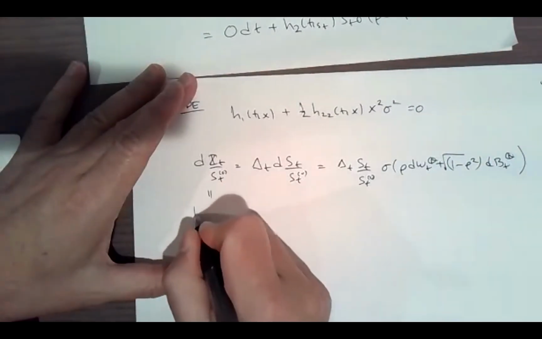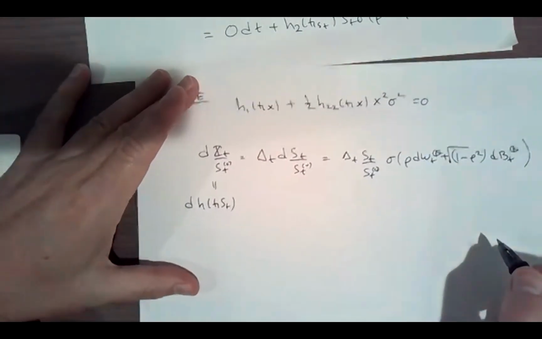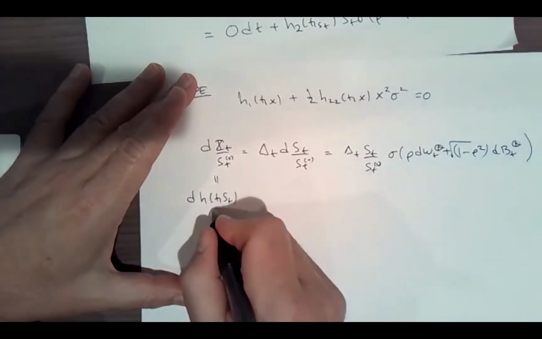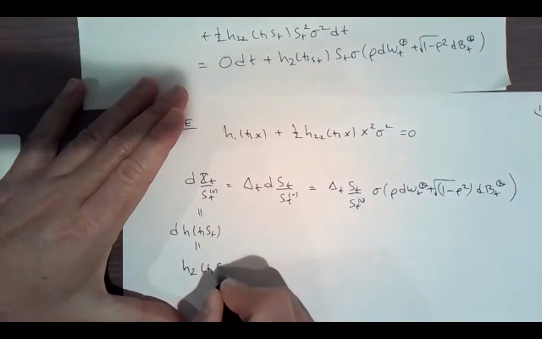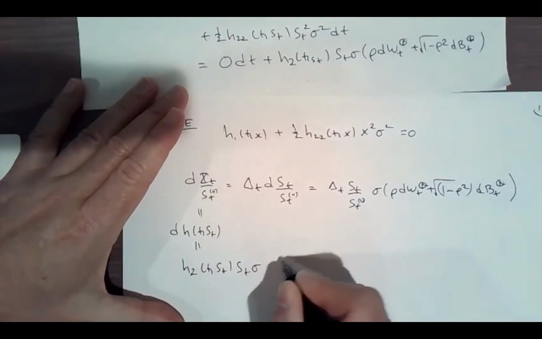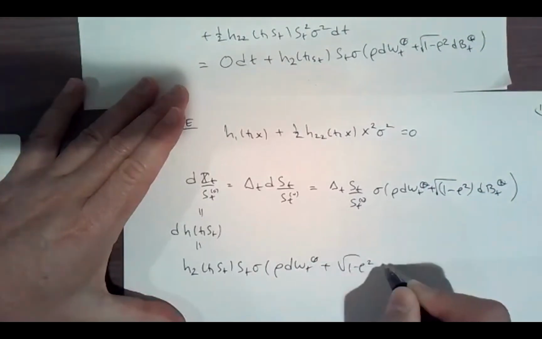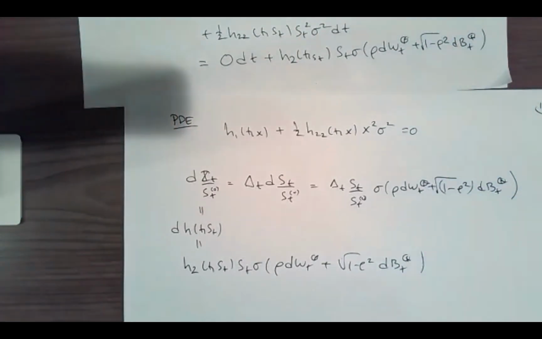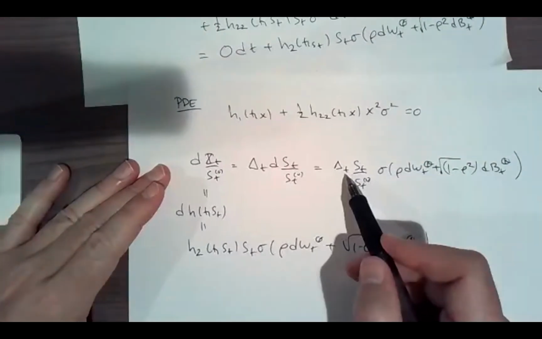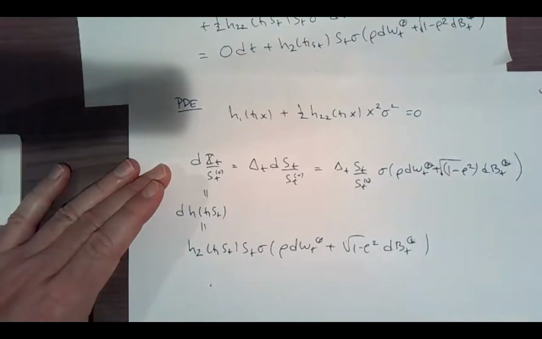Well, I know that this is equal to d of h St. And I know what that's equal to because we had it up on the previous slide. This was h2 t St sigma, and then this long mess rho dWtQ plus root 1 minus rho squared dBtQ. And so now we can get what delta is. I solve, what will I get here? I'll get delta t.